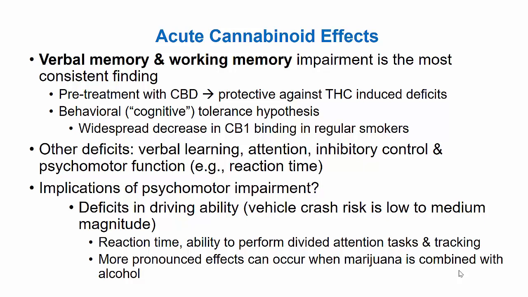Okay, the last acute effect would be psychomotor performance. Our psychomotor abilities are affected by chronic cannabis use and also acutely. What that is relevant for is driving. Things like reaction time, the ability to perform divided attention, to switch attention from one thing to the next, and engaging in critical tracking, all of that becomes affected. And these effects are even more pronounced when marijuana is combined with alcohol.